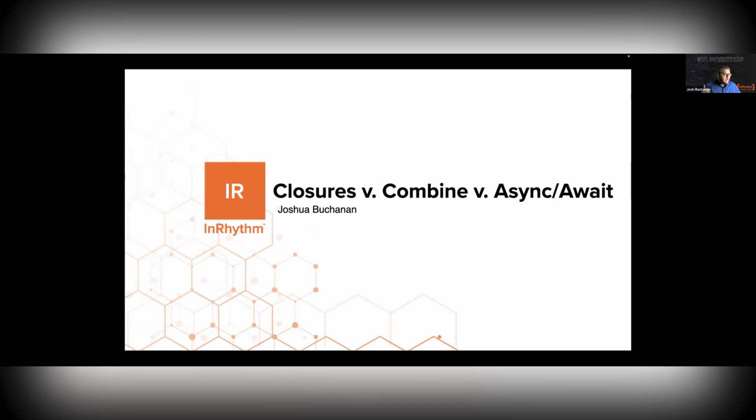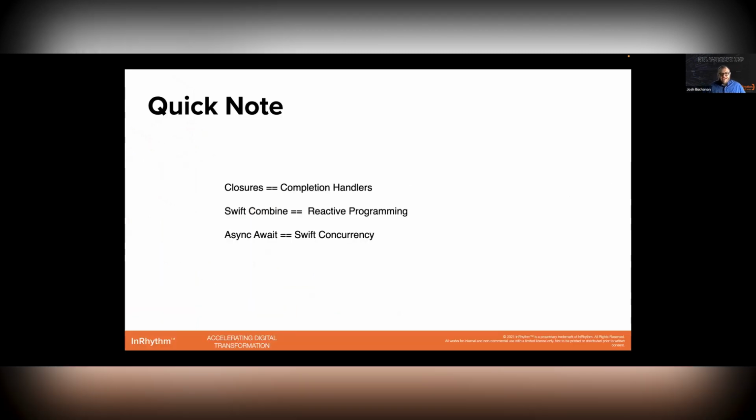Perfect. So I want to take a few minutes to talk about what came before, how we got here, what the different options on the table are right now in the Swift environment. So you've got closures, you've got Combine, you've got async await.